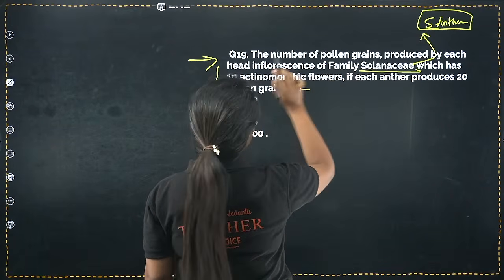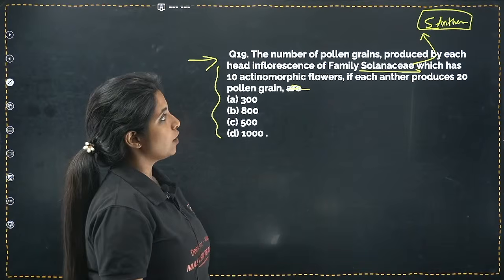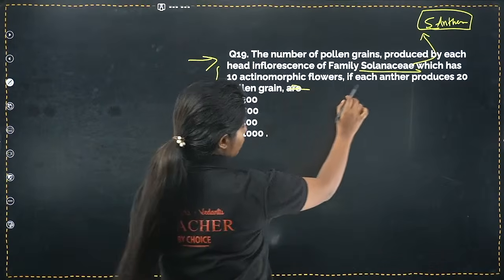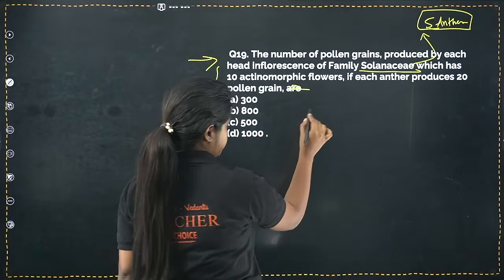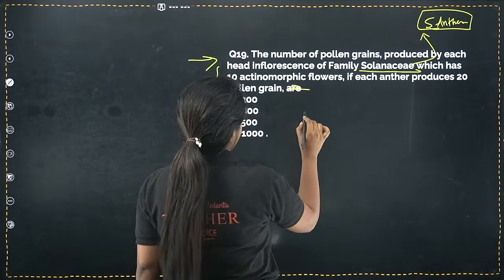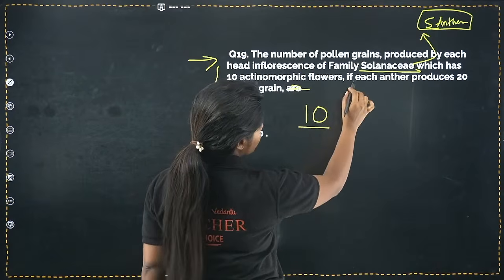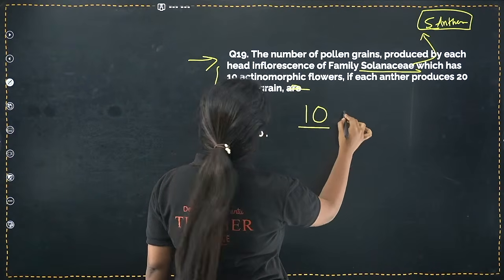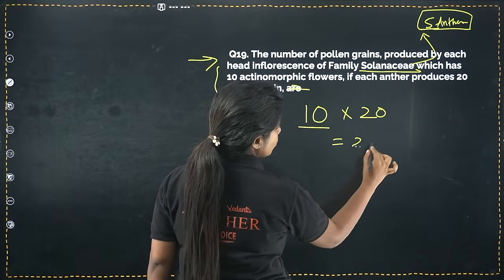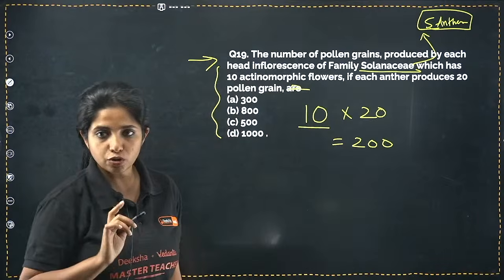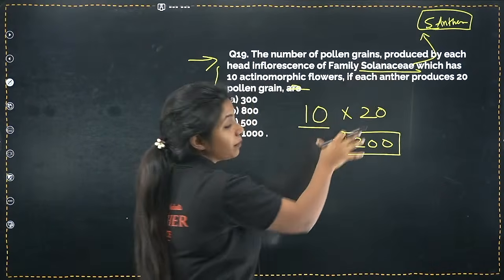So, what I am saying is the number of pollen grains produced by each head inflorescence of family Solanaceae, which has 10 actinomorphic flowers. So you're talking about 10 flowers. Each anther produces 20 pollen grains. You have 10 flowers, and each anther is producing 20 pollen grains. So 10 into 20 is equal to what? 200. Done.